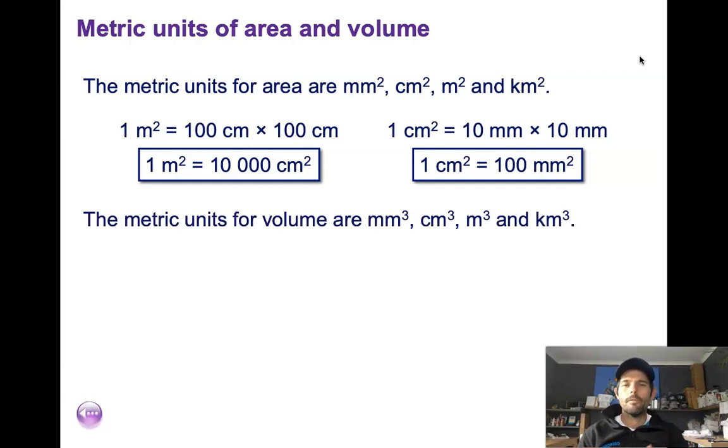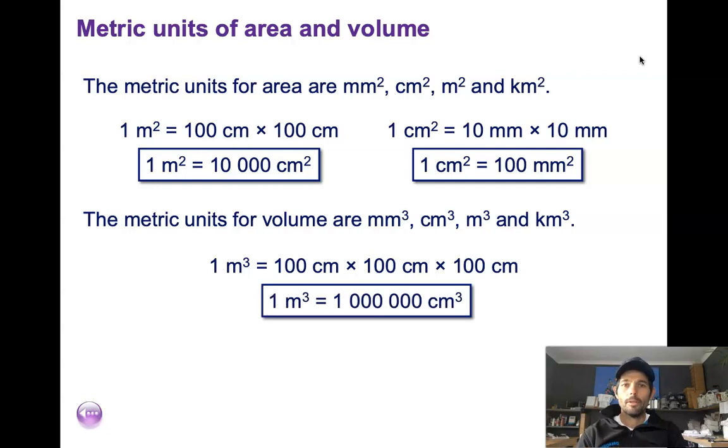And it works the same for cubic measurements, and cubic measurements are used for capacity and volume. So if I want 1 meter cubed, which is 1 meter by 1 meter by 1 meter, length times breadth times height, that's 100 centimeters times 100 centimeters times 100 centimeters, because when we cube something, we multiply it by itself 3 times. And that's going to give me 1 meter cubed is 1 million centimeters cubed. So quite a large volume.